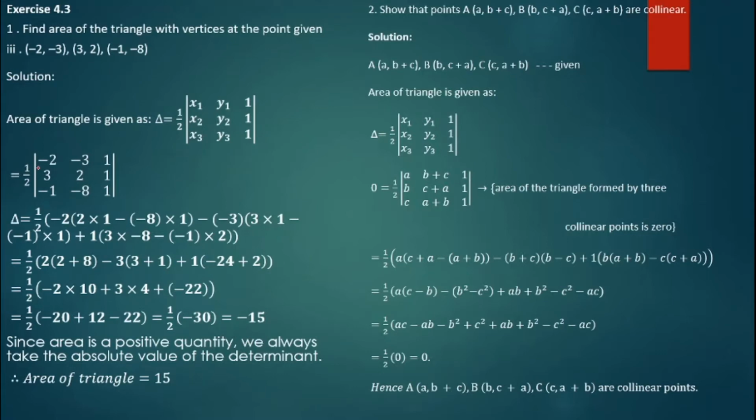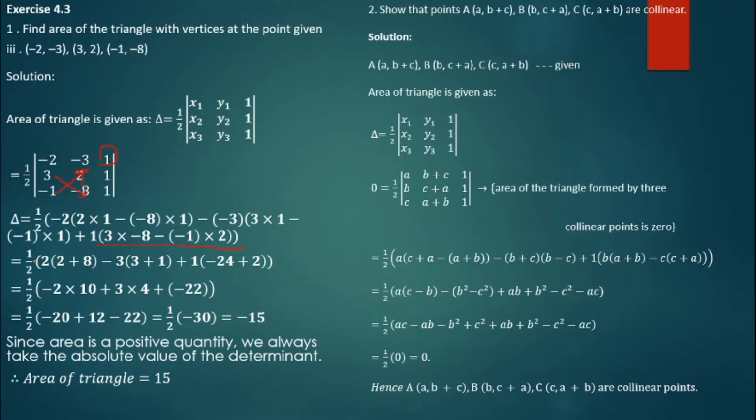So let us start solving. Don't forget half: negative 2 into (2 into 1 minus negative 8 into 1). Next, minus 3 into (1 minus 1 into 1), plus 1 into (3 into negative 8 minus negative 1 into 2).